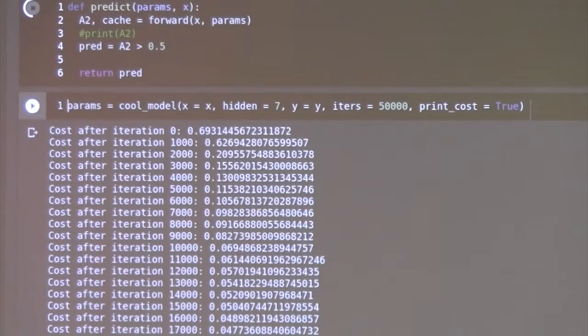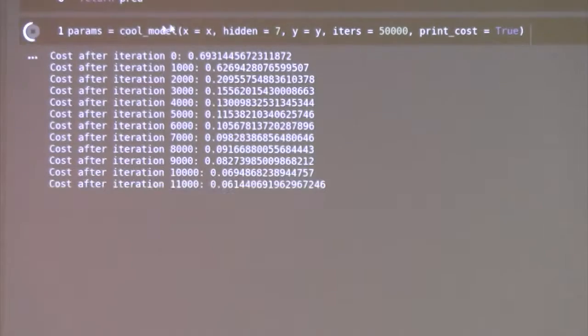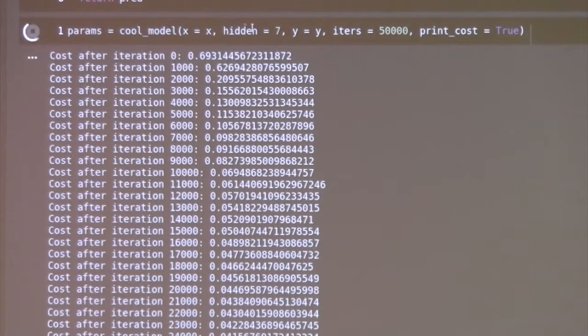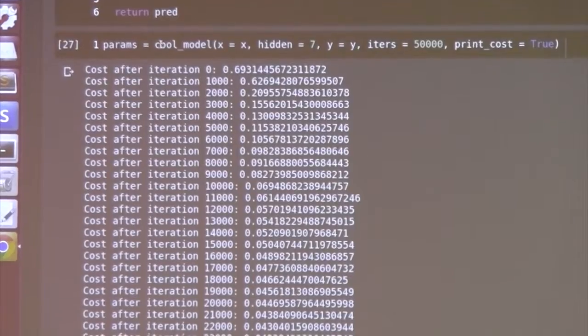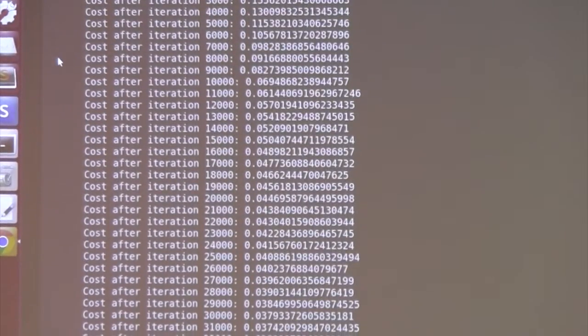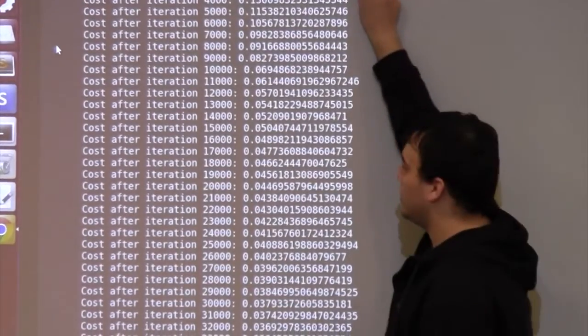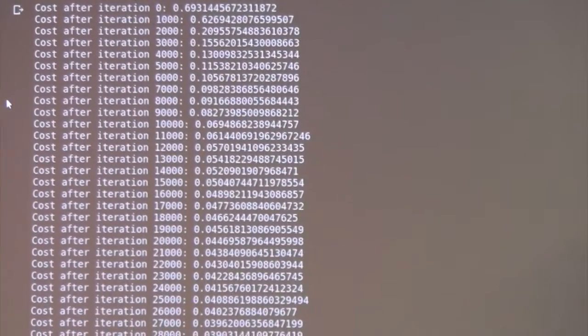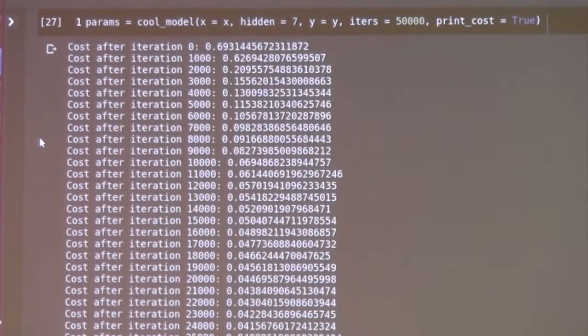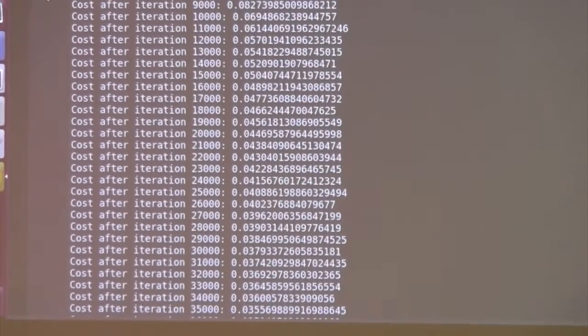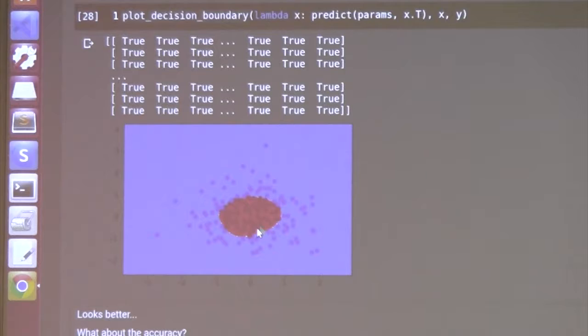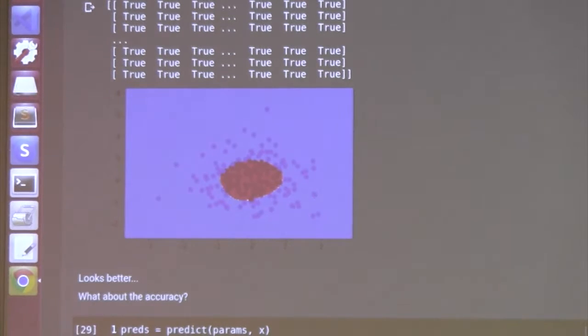And here's just an actual picture. So then we can call our model, where our x is our x, our hidden is 7, our y is our y, our outputs, iters is 50,000, and print cost is true. And then we can see what we want is that our cost is slowly going down, because the cost is just a fancy way of saying how bad our model is doing. And we want our model to do the least bad as possible in simplest terms. Then we can plot it, and then we can see that we do a lot better than the 50%. And so oh my god, it's 100% accuracy.